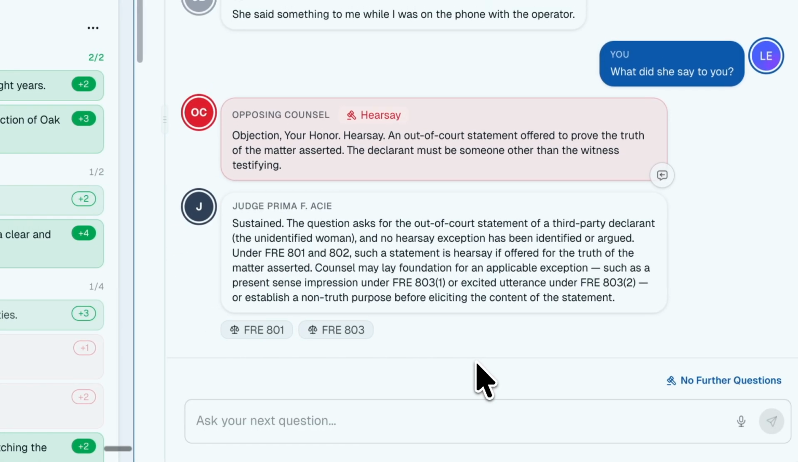The judge sustains the objection because the pedestrian's statement was made out of court, and I'm attempting to offer it for the truth without any applicable hearsay exclusion, so the testimony does not enter the record.